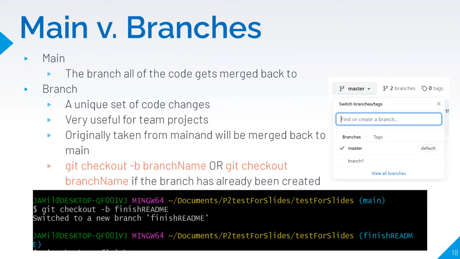And so a branch, why would you want to take out a branch? A branch is a unique set of code changes. So let's say you have an app and you want to add a random number generator feature. That's some feature. I don't know why you would want to add it, but you want to add it.